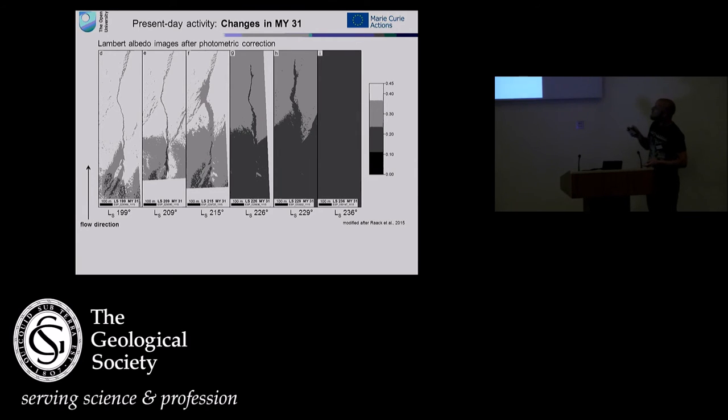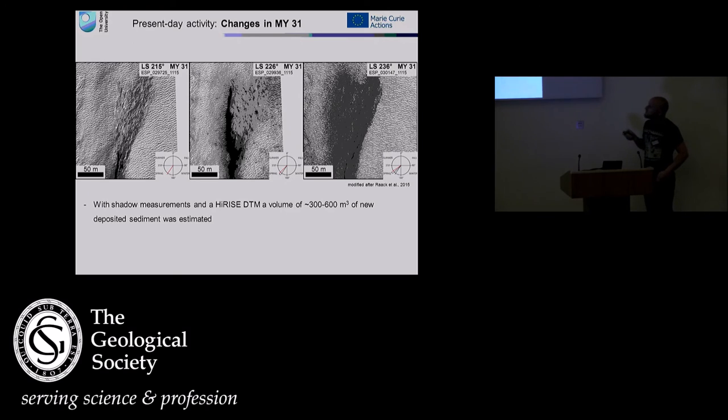I will zoom into this now. These are three HiRISE images at different solar longitudes. This one is at the beginning of mid-spring. This is directly in mid-spring, and this a little bit later. You can see here the flow-like feature on the western flank. And after this flow-like feature, it is hard to see, but we have a small new deposition form. I marked it here in red.